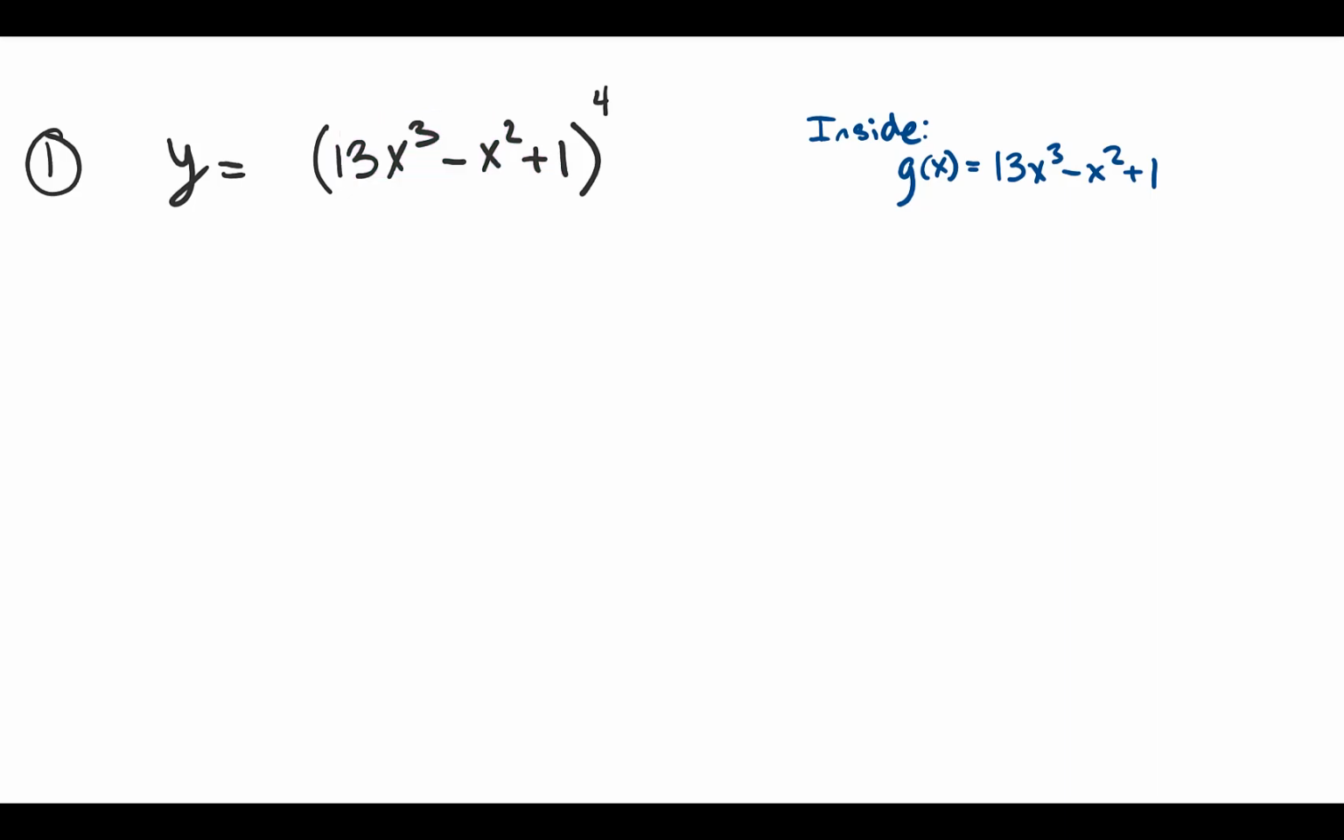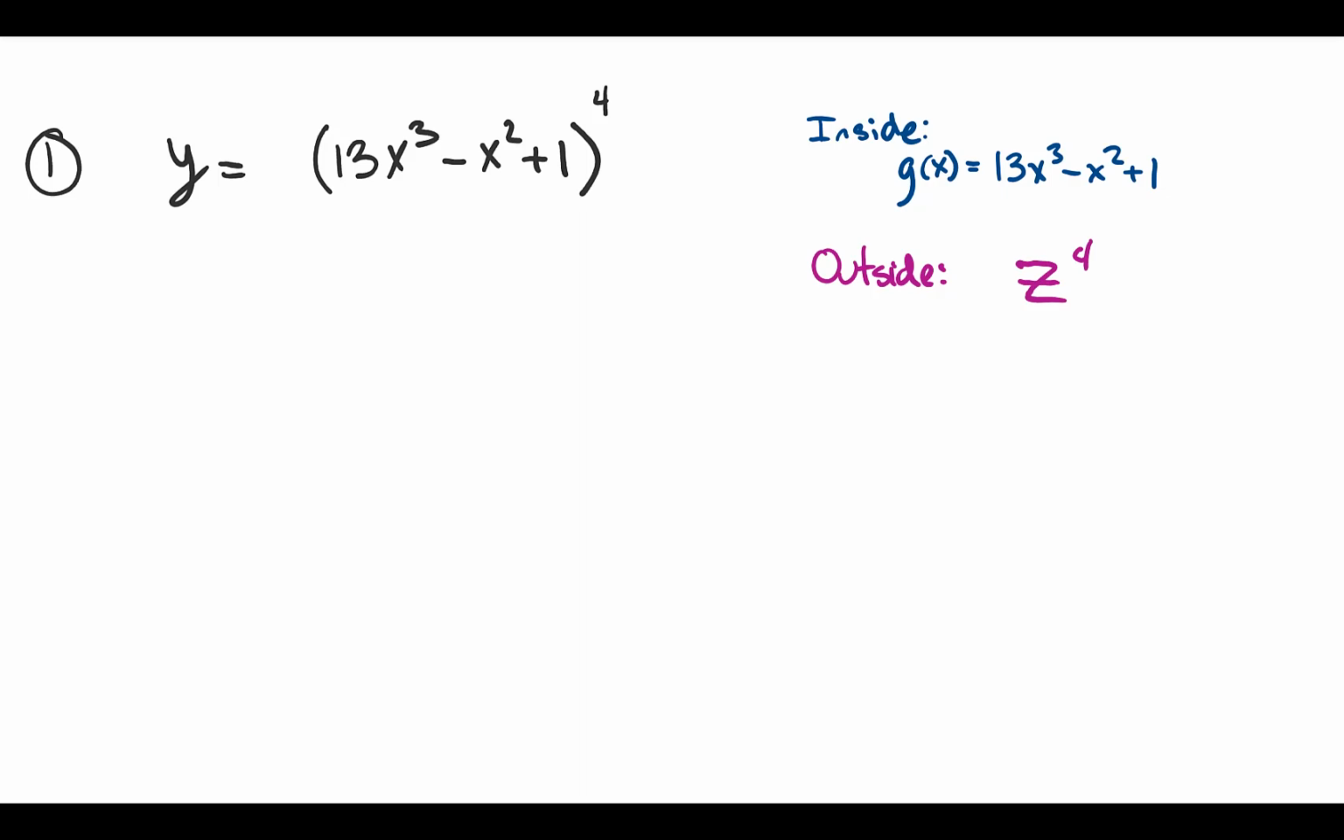Now the outside function. I have to use a dummy variable because it's just something to the fourth, right? It's whatever that parenthesis is to the fourth. So with a dummy variable z, we can say it's z to the fourth.